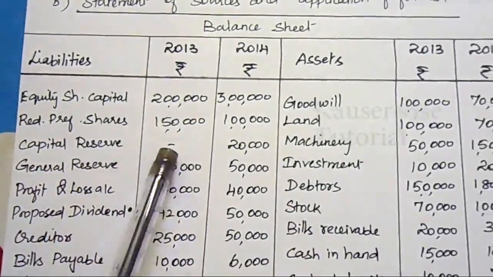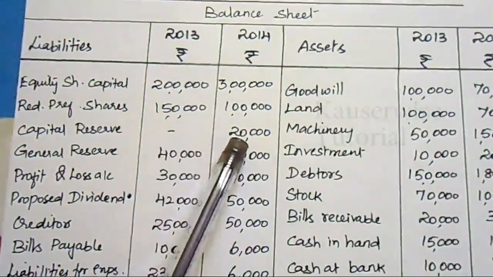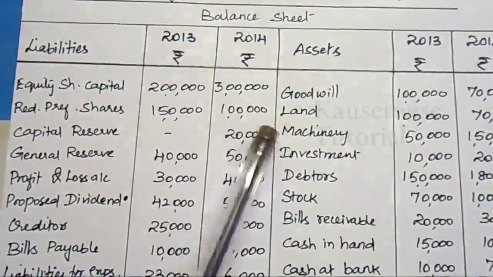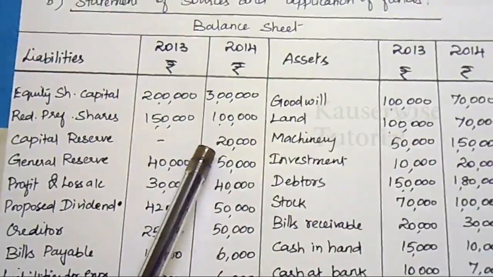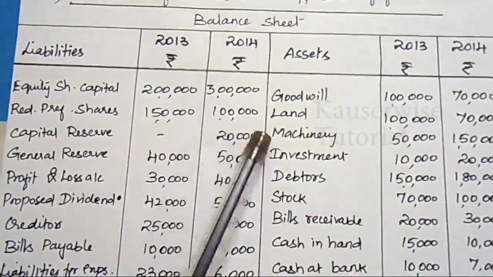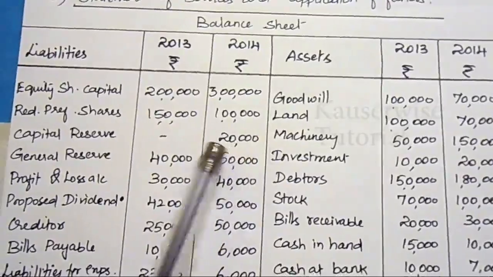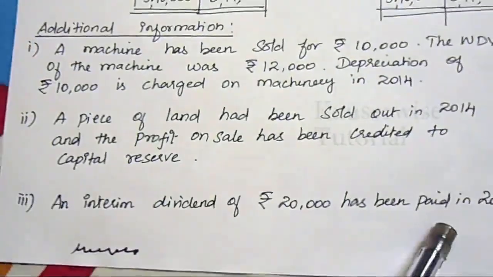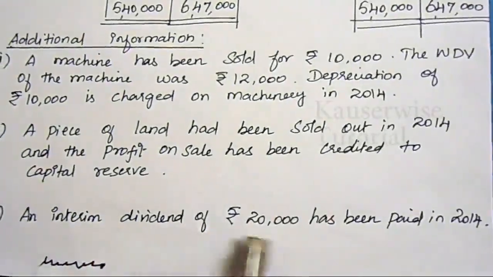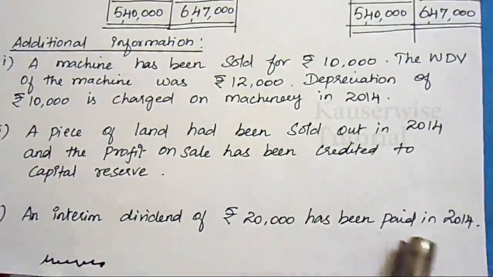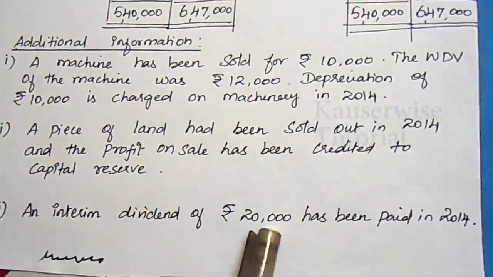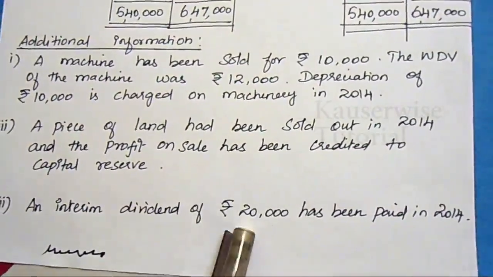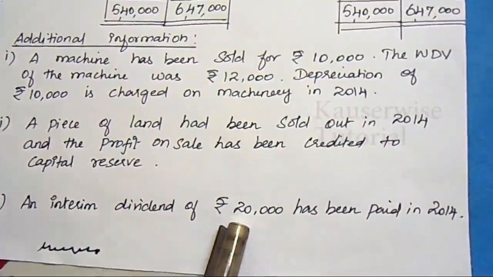Capital reserve. Last year nil balance, current year 20,000. This 20,000 is credited to capital reserve. This amount is profit on sale of land. Okay, so for this you need to prepare a separate ledger. Look at the last adjustment. An interim dividend of rupees 20,000 has been paid in 2014. So it is one of the forms of application of fund. So when you declare dividend, cash goes out. That is outflow of cash.